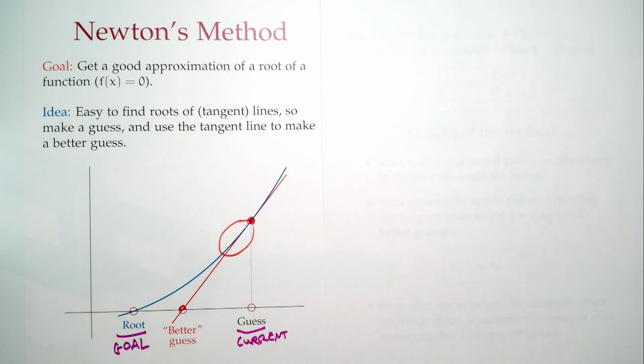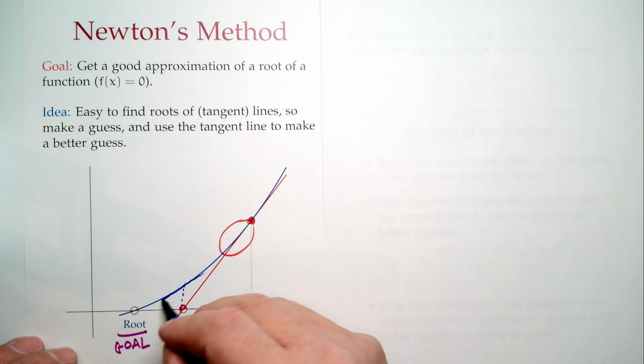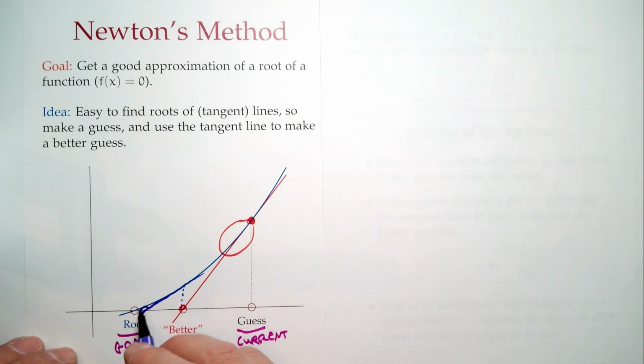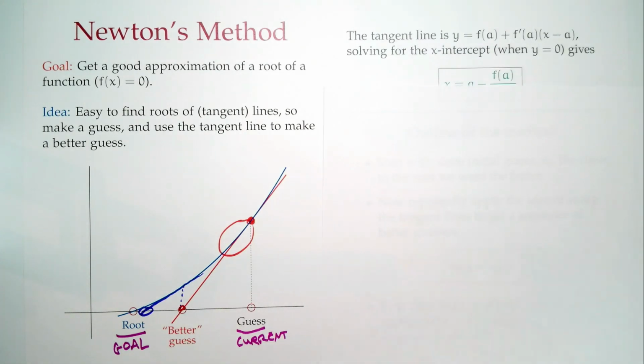Well, what do you think we do? Do it again. You take your better guess, and you find that tangent line, and you're like, wow, that's even better. But maybe it's not good enough for you. So you do it again. So it's all about better and better approximations as you repeat the process. So let's see what happens.